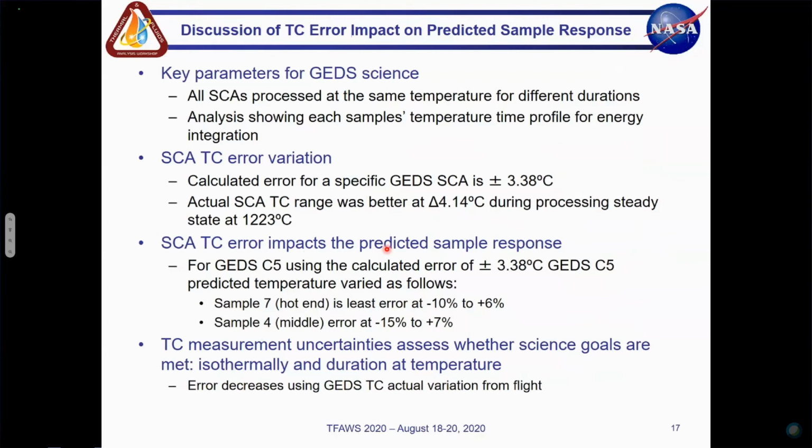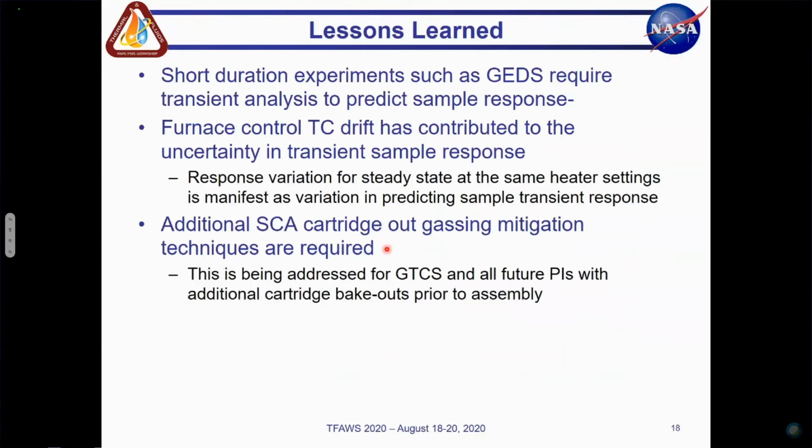That gives you a little bit of a spread of how much the TC errors could have actually changed the response. And then the TC measurement uncertainties assess whether the science goals are met isothermally in the duration of the temperature. So this error decreases using the actual TC variation compared to the calculated error.